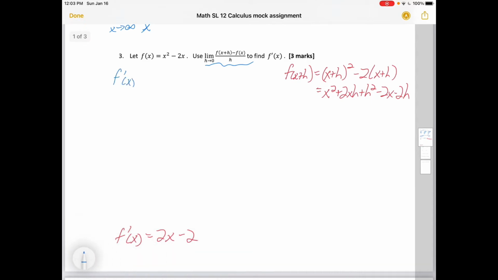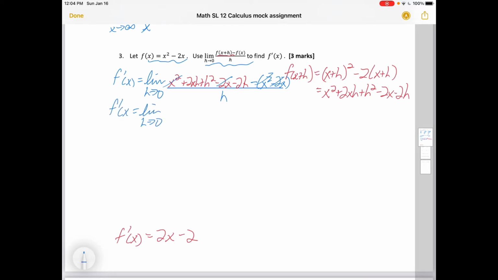So f prime is going to be lim as h goes to 0 of f of x plus h. That would be the stuff in red. x squared plus 2xh plus h squared minus 2x minus 2h minus f of x. And f of x is just this over here, which is x squared minus 2x. And that's all over h. You can see some terms are going to add to 0. And we'll be left with lim as h goes to 0. Maybe I'll keep writing f prime of x here, of 2xh plus h squared minus 2h all over h.